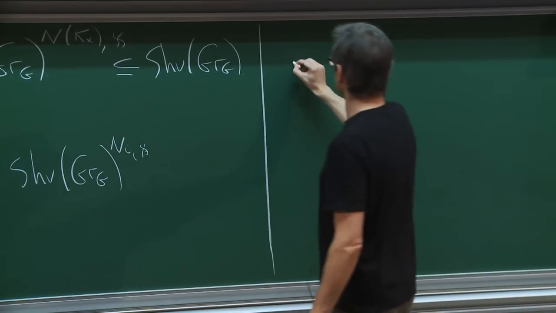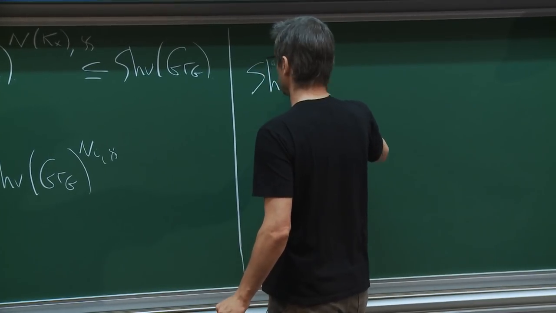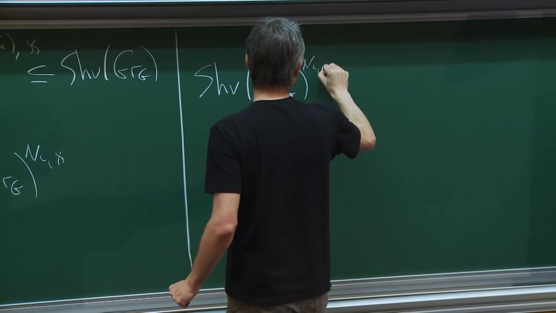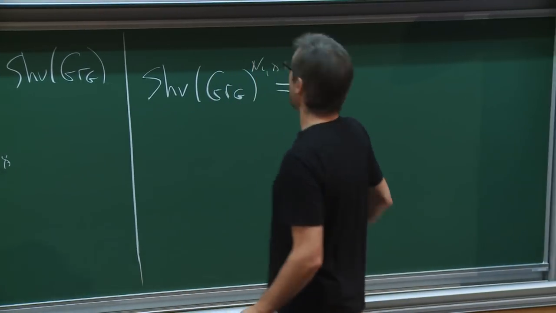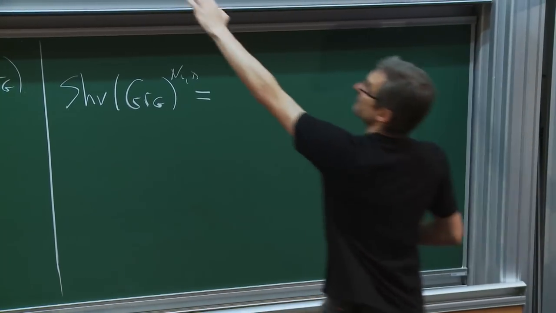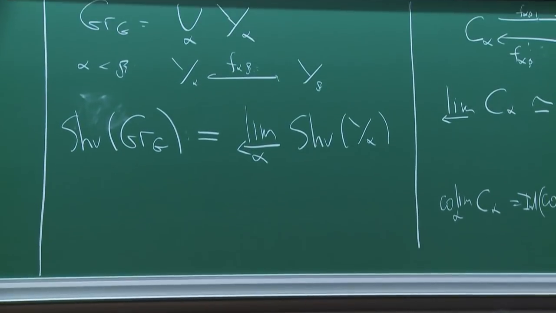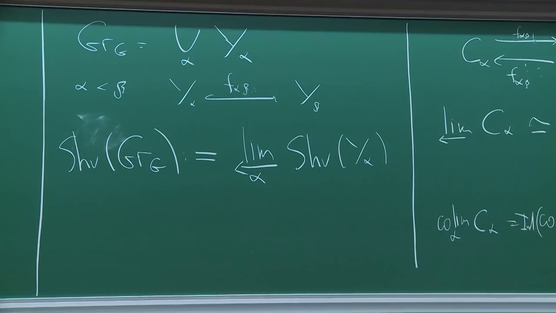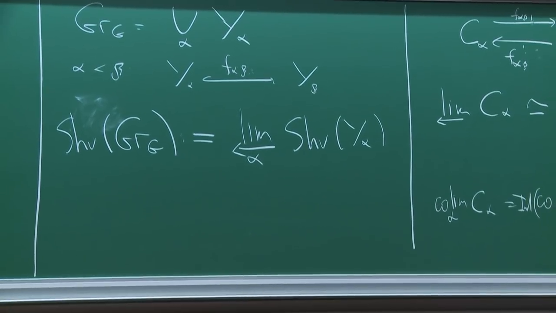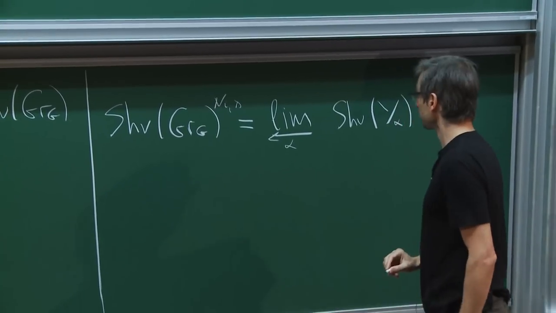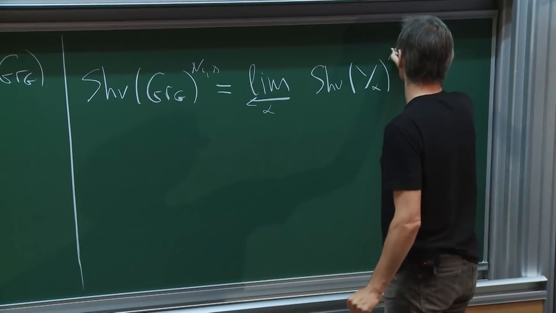So we'll define this as basically the same procedure as here. It will be the inverse limit under Schwieg pullbacks of sheaves on each of these Y_alphas with the equivariance condition.